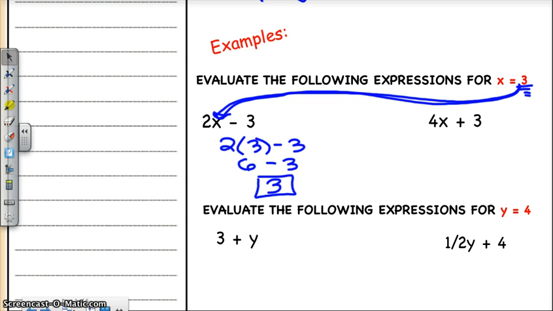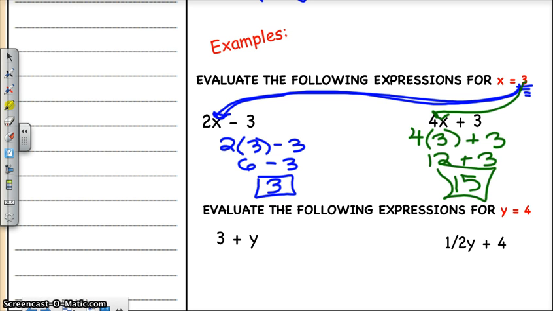The simplified answer. The next one, 4x plus 3. Again, the 3 is going to the x. 4x means 4 times x, so this is 4 times 3 plus 3. 4 times 3 is 12. 12 plus 3, 15. Okay?